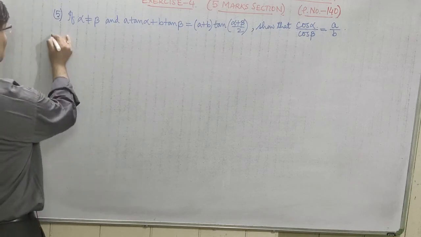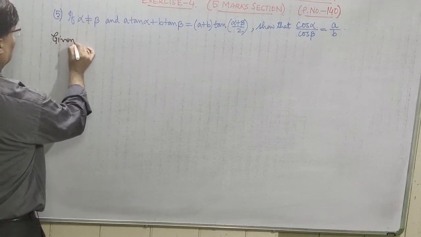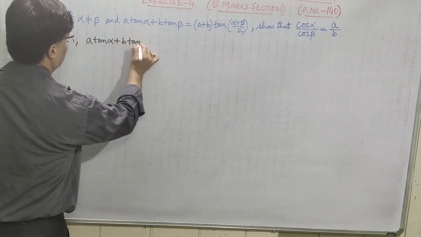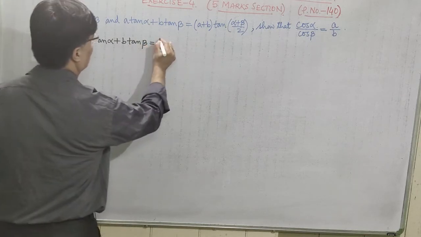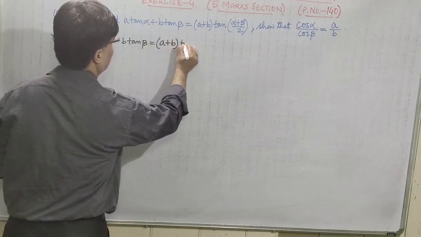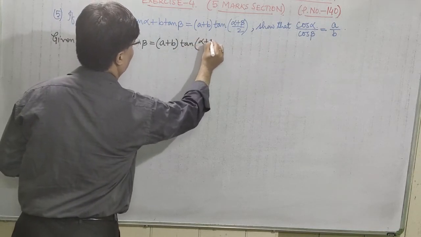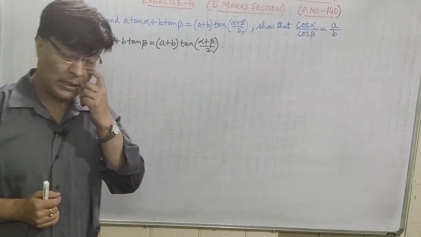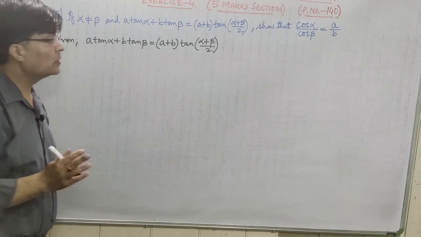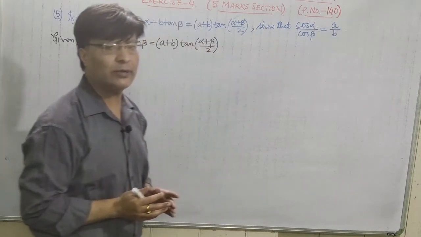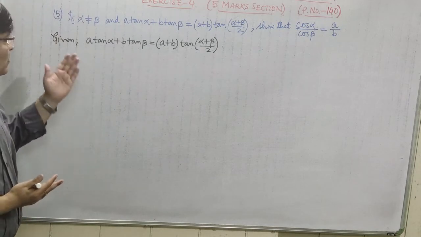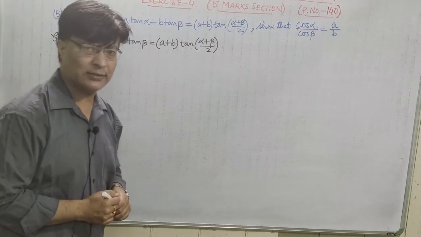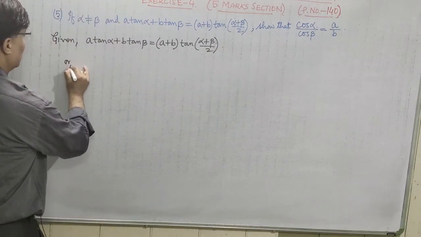Okay, so let us write down the given here. Here given is a tan alpha plus b tan beta is equal to a plus b into tan of alpha plus beta by 2. Okay, so now let us simplify it further. Since you have to prove cos alpha by cos beta is equal to a by b, let us simplify it and keep the terms containing a on the left hand side and the terms containing b on the right hand side.